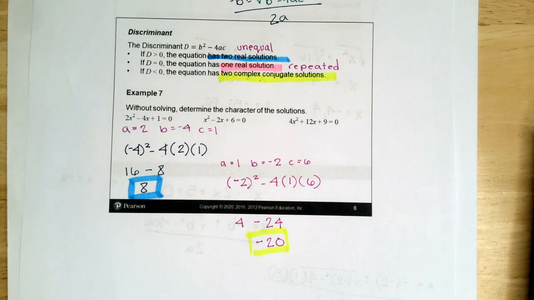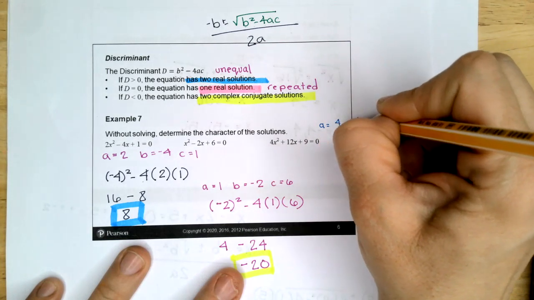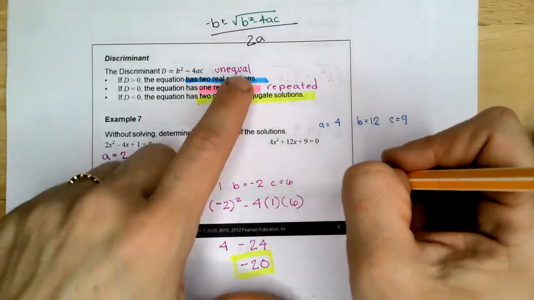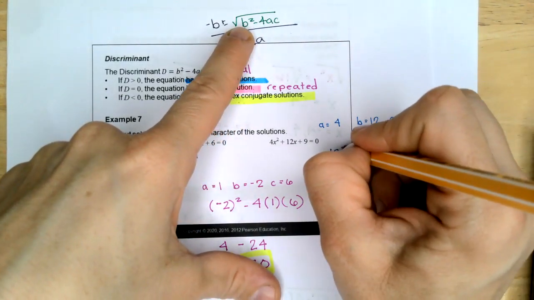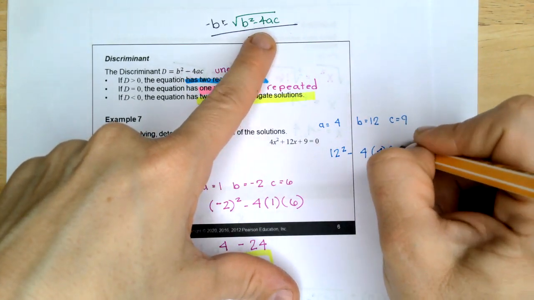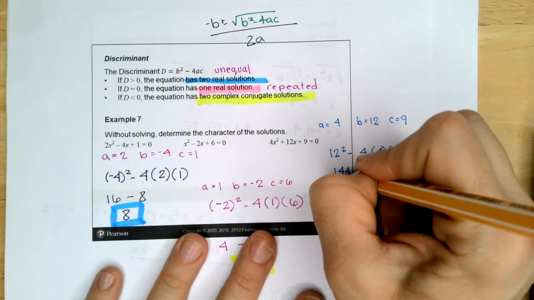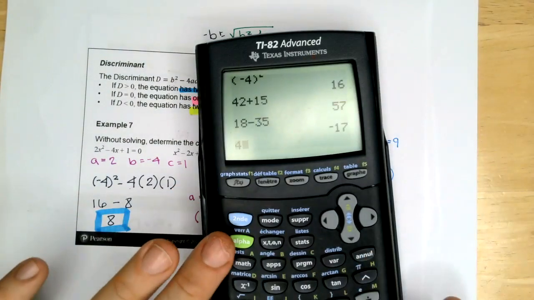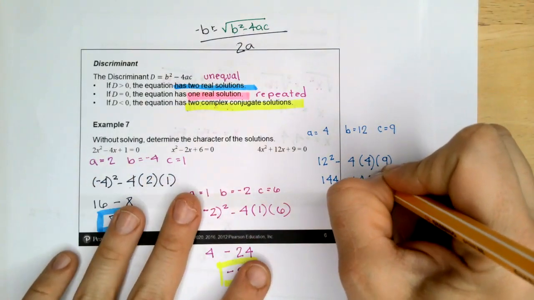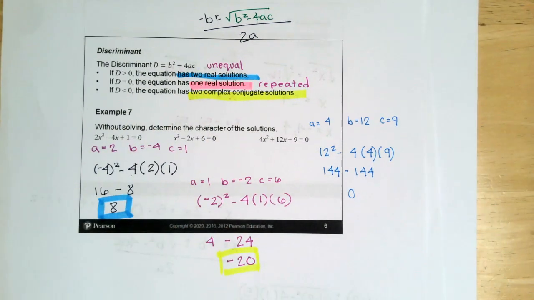Finally, we are looking at A is 4, B is 12, C is 9. Good. B squared is going to be 12 squared minus 4 times A times C. 12 squared is 144. 4 times 4 times 9 is 144. 144 minus 144 is 0. So that's one repeated solution.